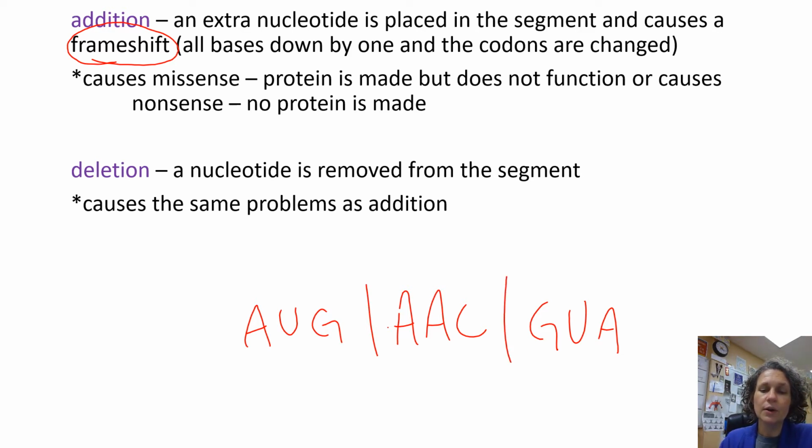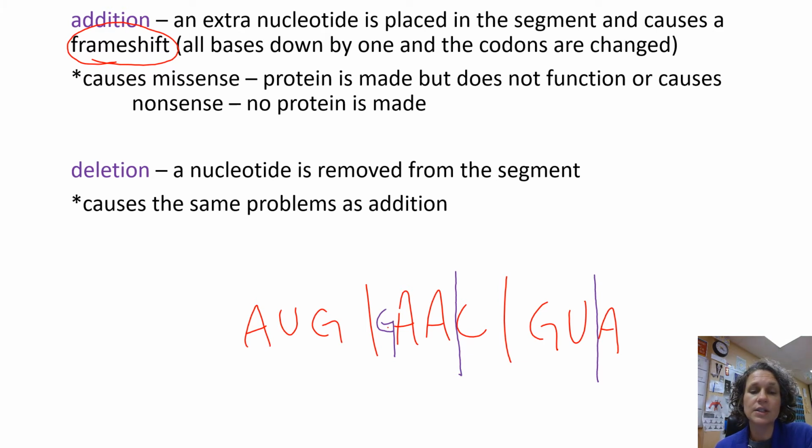But if I come along and I add in another letter, like right here, the AUG stays the same, but now all of a sudden I have GAA, and then my next codon would be CGU. So it completely changes the codons, and it can cause what is called missense, where a protein is made, but it's not the right protein, so it doesn't function. Or it can cause nonsense, which means no protein is made, your body's too confused. And so that can be pretty serious.